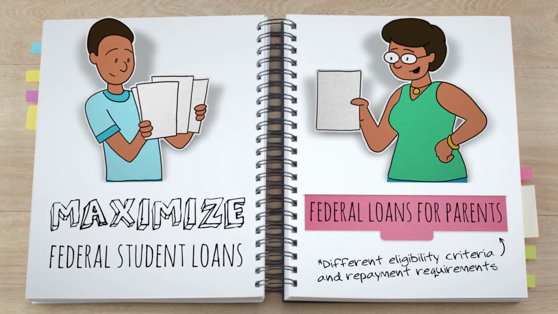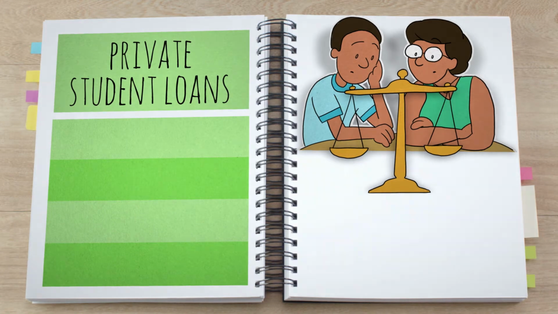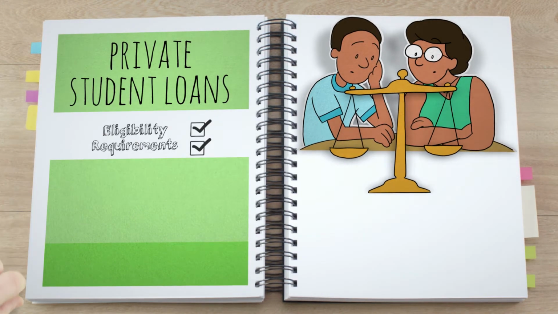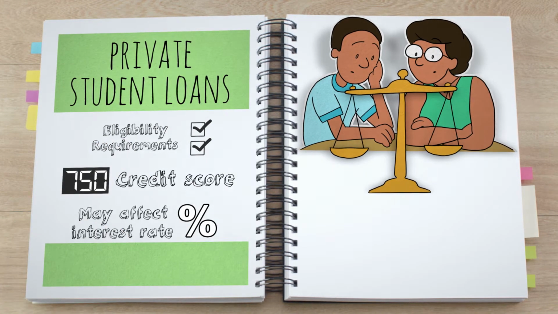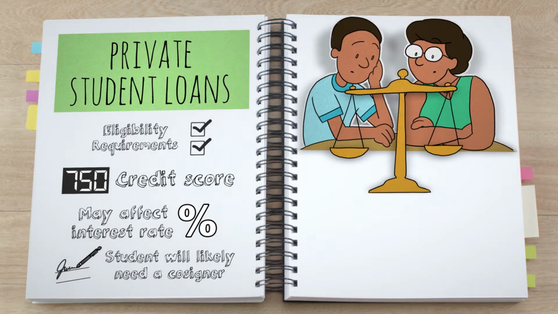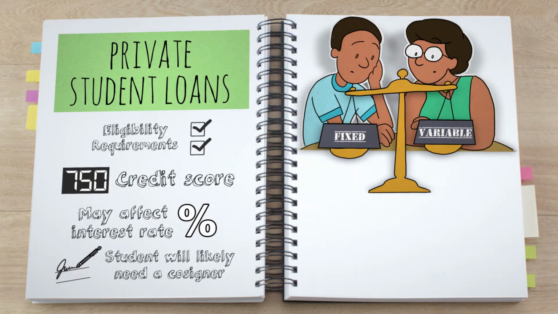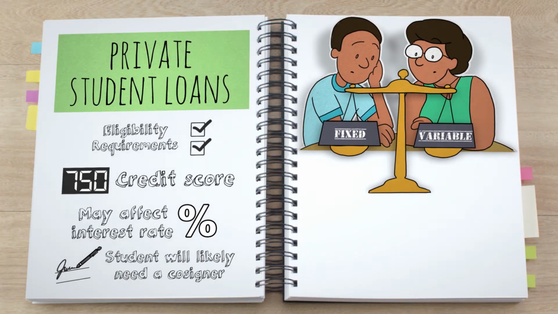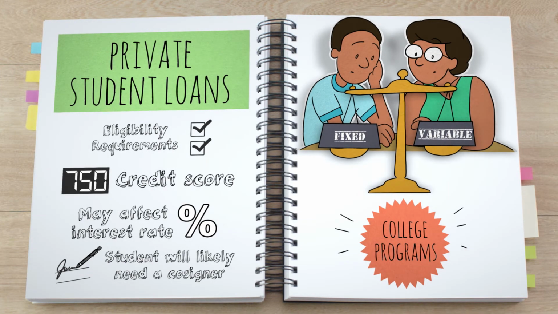If federal loans and other financial aid are not enough to cover the cost of college, private student loans are another option available to both students and parents. These loans may have different eligibility requirements, including credit scores, which may also determine your interest rate. And if your student is taking out the loan, they will likely need a cosigner. Private student loans may have fixed or variable rates, which could also affect your decision on which lender to use. In addition, some colleges may also lend funds to students through their own programs.